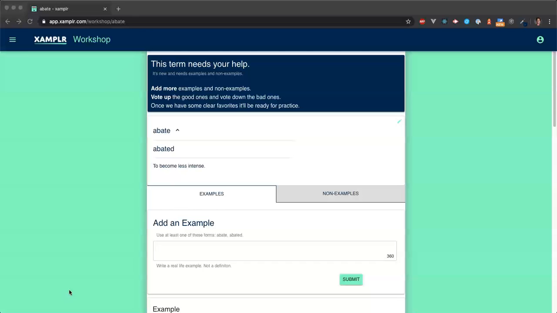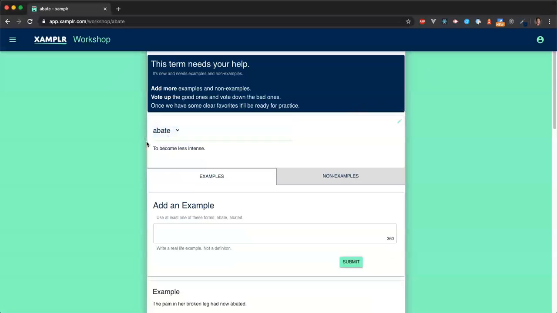So this is a walkthrough of the Xamplr workshop. The workshop is a special place on Xamplr because all of the terms and examples on Xamplr are written by users. This is a place where a recently added term is being built on. So what it needs is examples and non-examples written by you to help it along.